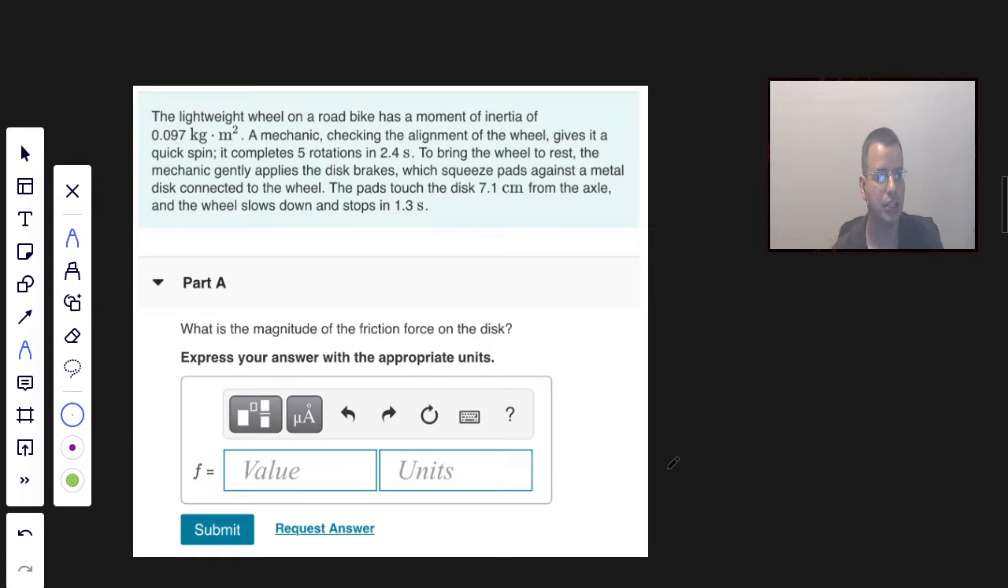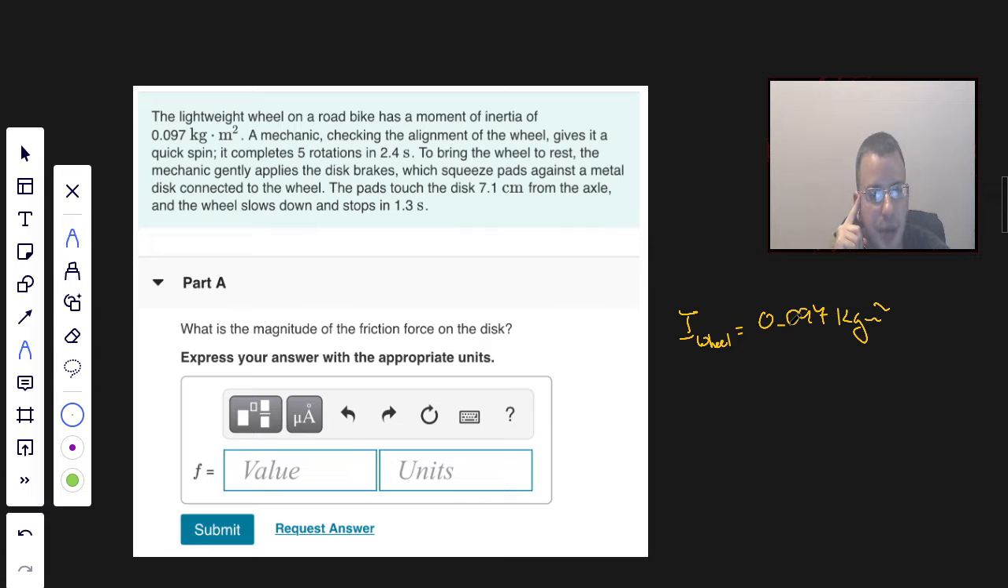A lightweight wheel on a road bike has a moment of inertia of 0.097. So even though it's lightweight, it does have some weight, because they give us a moment of inertia. The mechanic checking the alignment of the wheel gives it, so I'm going to say moment of inertia of the wheel equals 0.097 kilograms meter squared. Okay.